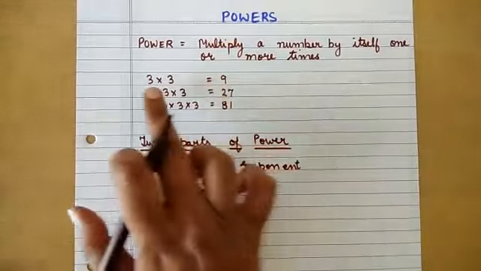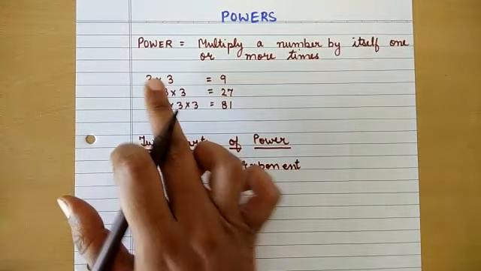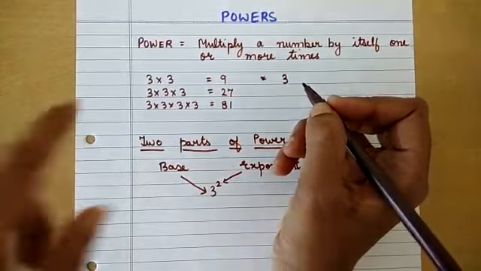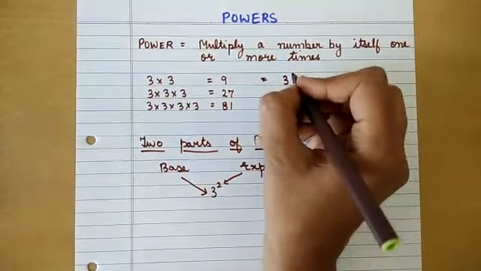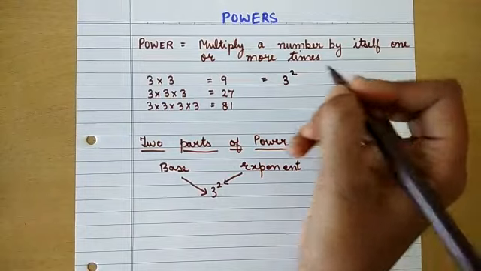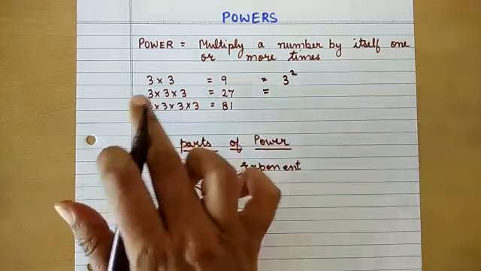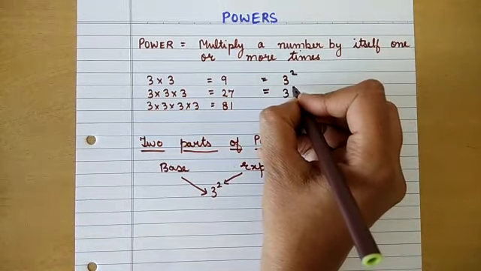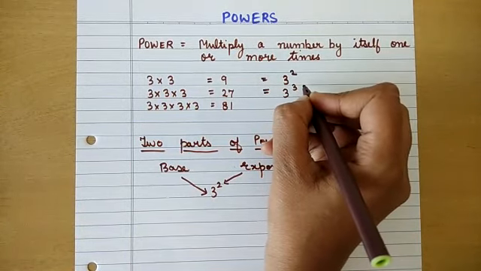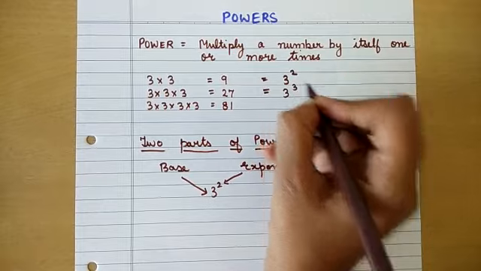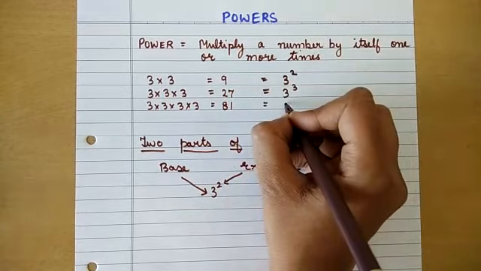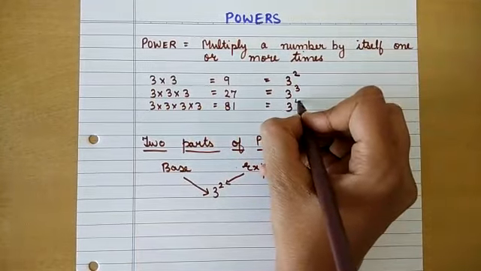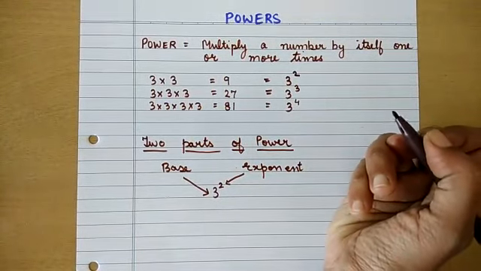So coming back to the example, 3 multiplied by 3. So 3 becomes our base, and since it is multiplied 2 times, 2 is your exponent. 3 multiplied 3 times becomes 3 raised to 3. That is, 3 is your base and 3 becomes your exponent. Again 3 is the base and it is multiplied 4 times by itself, so 4 becomes your exponent.